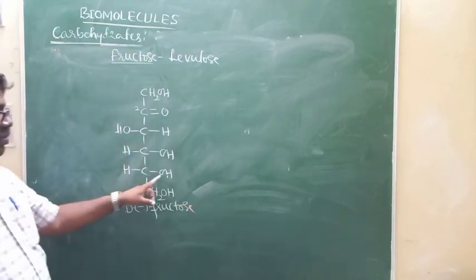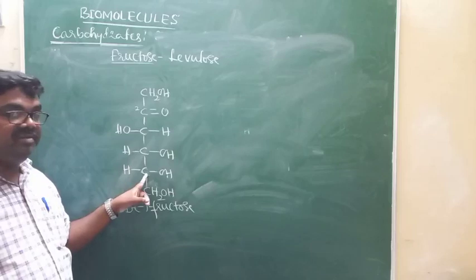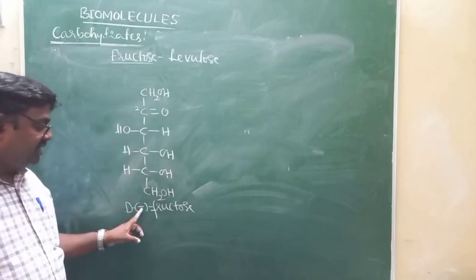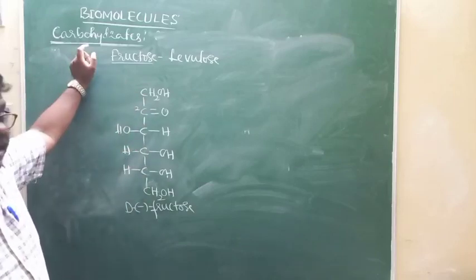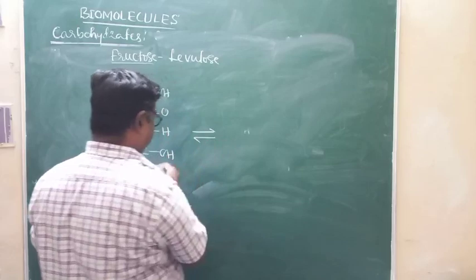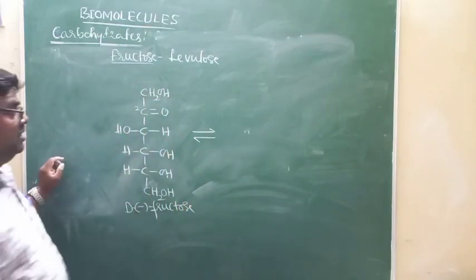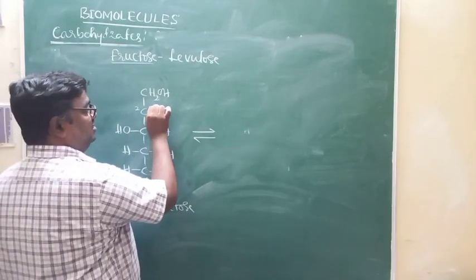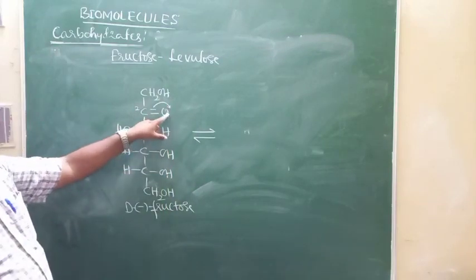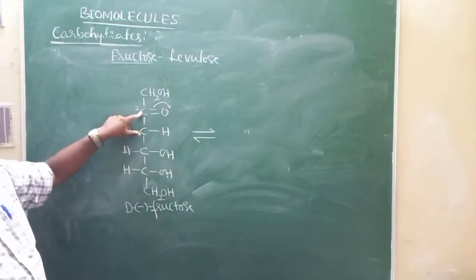Why did I write D? The OH group at the lowest asymmetric carbon atom is at the right side, therefore it is the D isomer. Minus because it is levorotatory. And just write the cyclic ring structure of this fructose as it is. During cyclization, look at this, oxygen gets a negative charge, carbon gets a positive charge.